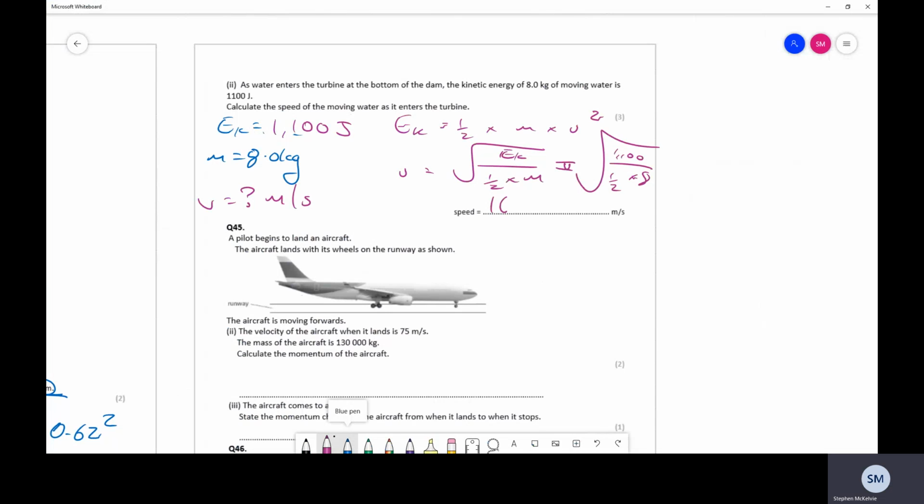Speed is 16.58 meters per second, and everybody's happy there.